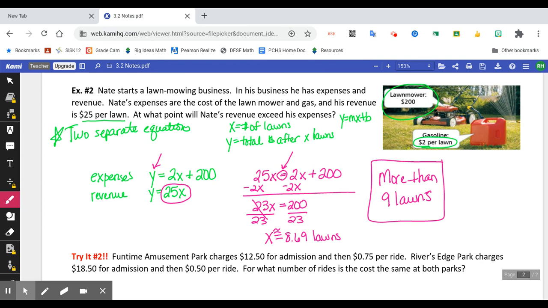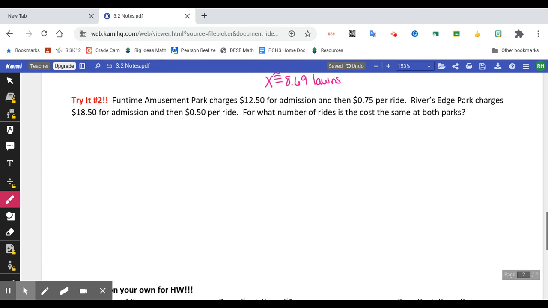Okay. All right, let's try another one. Pause it, try one on your own, see if you can make your two equations, and then let's solve for both of them. Okay. Funtime Amusement Park charges $12.50 for admission and then 75 cents per ride. River's Edge Park charges $18.50 for admission and then 50 cents per ride. For what number of rides is the cost the same at both parks?